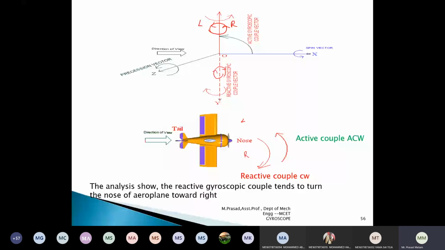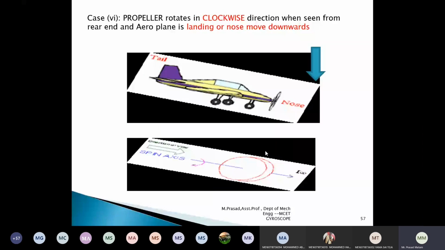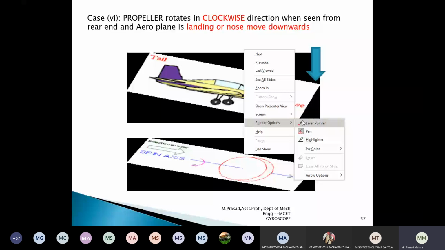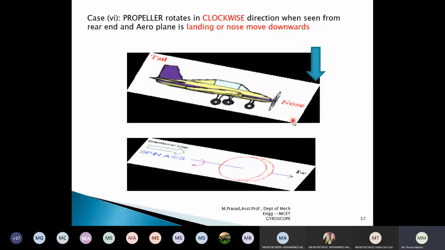Okay. Next case. Propeller rotates in clockwise direction. You can see from the rear end. Aeroplane is landing, or the nose moves downwards. Here when the nose moves down, you can see the direction of the landing position of the aeroplane. You can see this is the position of the landing. It is coming downwards. So where is the spin vector coming? Positive x-axis. Can anyone answer the gyroscopic effect here?